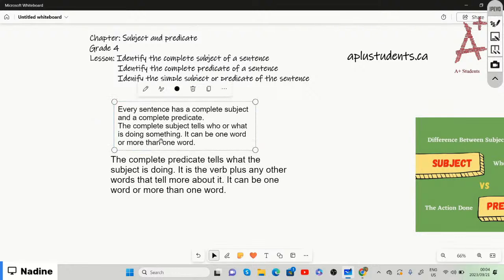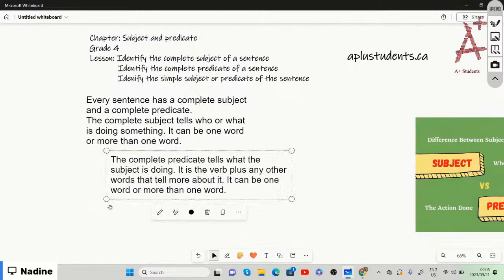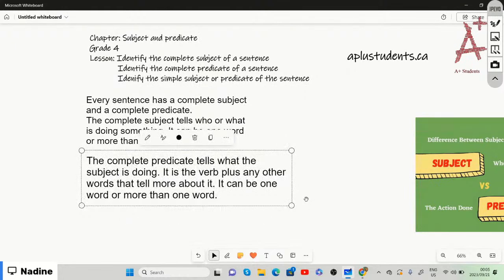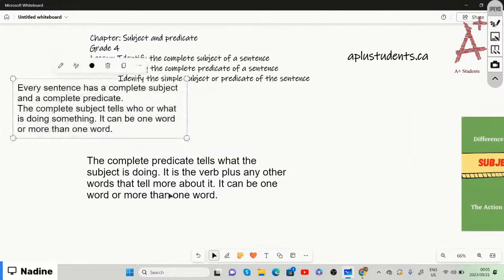So when it comes to a subject, right, a complete subject, it tells who or what is doing something. So the complete subject tells us who or what is doing something. And a complete subject can be one word or it can be more than one word. It depends, right?